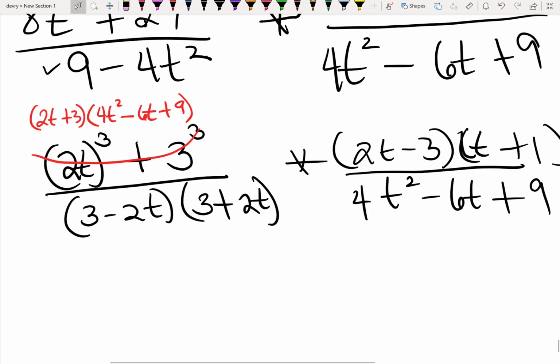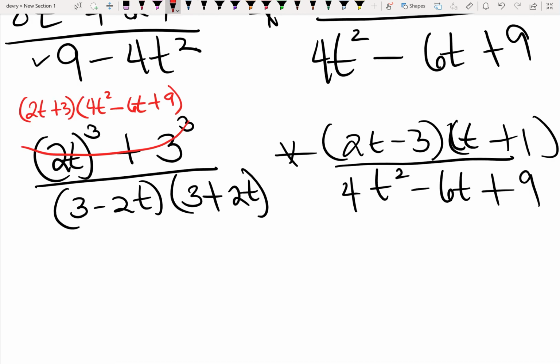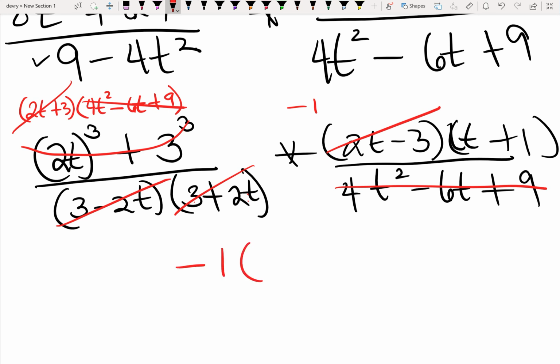Okay, and now if you look across, this cancels with all of this. 2t minus 3, if I extract the negative, this would work. I also have a 2t plus 3, which if I reverse their order, this will also cancel with that. So if I take out a negative, these two will cancel, but I must take out a negative 1 to flip it around. My final answer will be negative 1 parentheses t plus 1, or I can also express this as negative t minus 1.